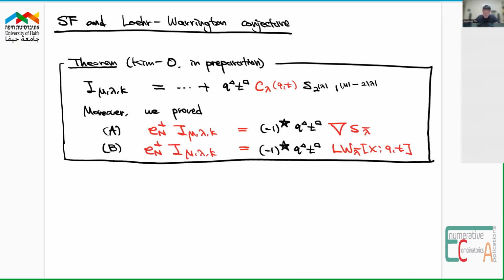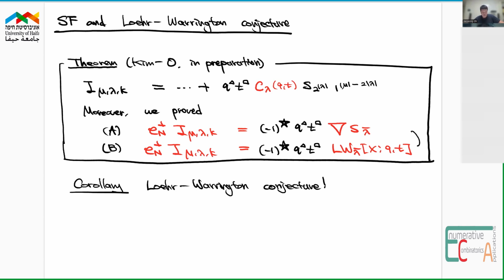And we have also proved that, part A, if you skew the symmetric function I mu lambda k with an elementary symmetric function, it gives you the nabla Schur function. And independently, we could prove that I mu lambda k skewed by an elementary symmetric function gives the Loehr-Warrington formula, the combinatorial formula. So since we have proved part A and part B independently, we could also prove the Loehr-Warrington conjecture. So we could provide a new proof of the Loehr-Warrington conjecture by using part A and part B.